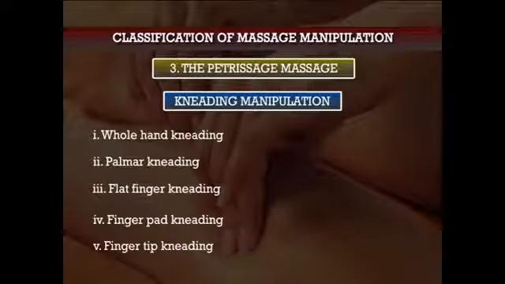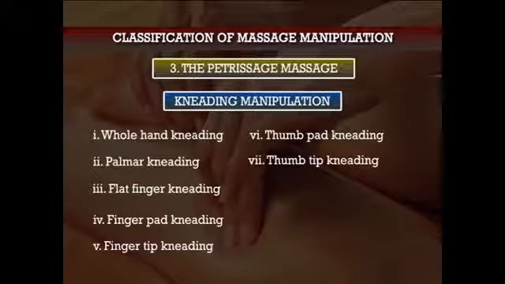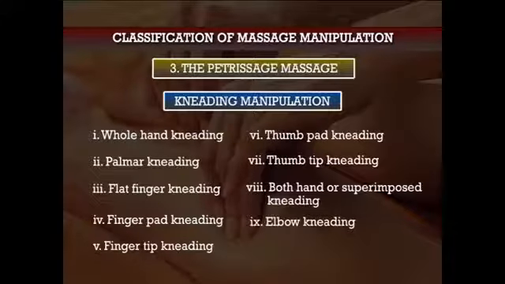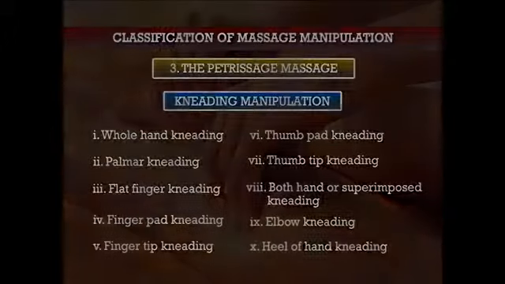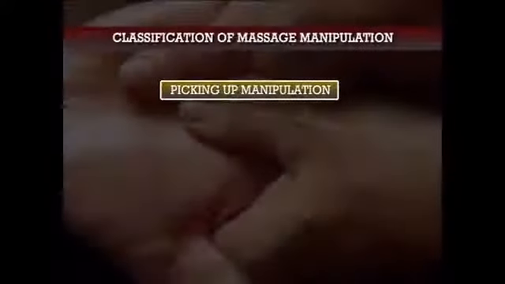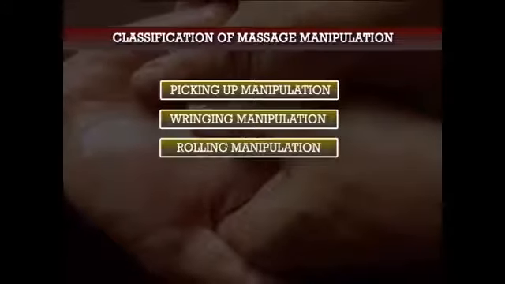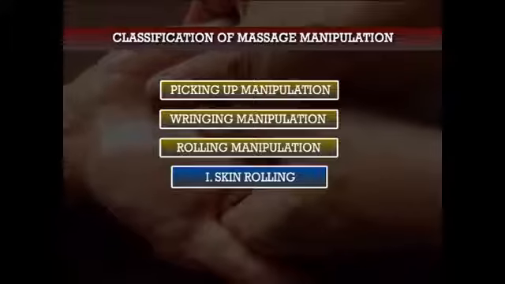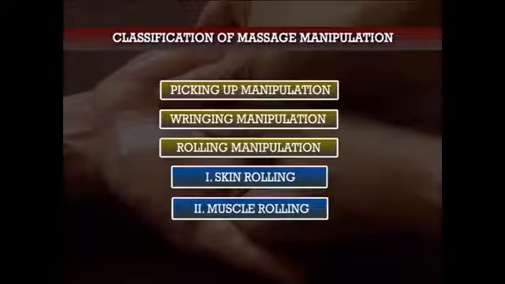Number 5, fingertip kneading. Number 6, thumb pad kneading. Number 7, thumb tip kneading. Number 8, both hand or superimposed kneading. Number 9, elbow kneading. And number 10 is heel of hand kneading. And picking up manipulation, wringing manipulation and rolling manipulation. In this rolling manipulation we have number 1, skin rolling, and number 2, muscle rolling. And next one is sucking manipulation.